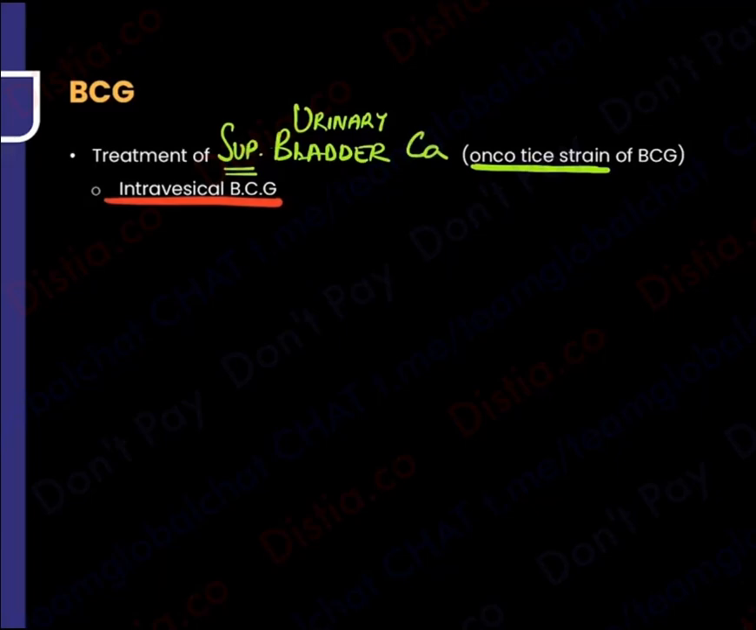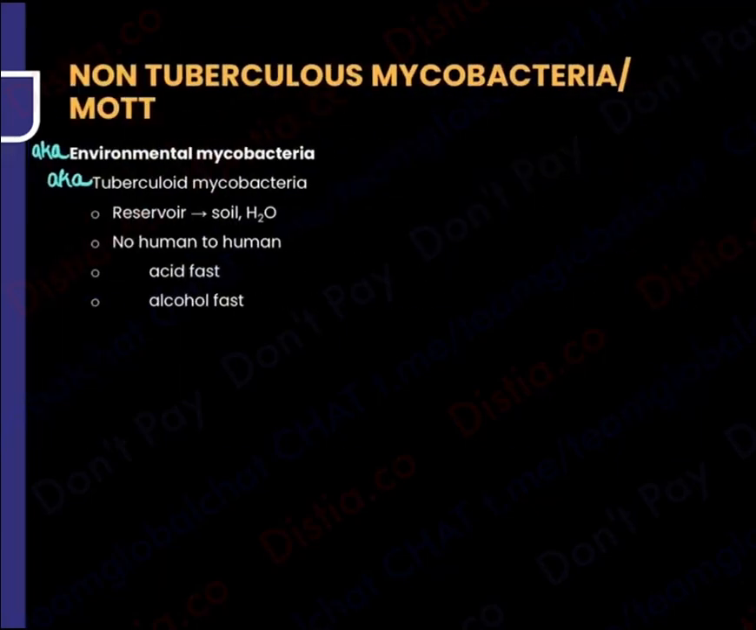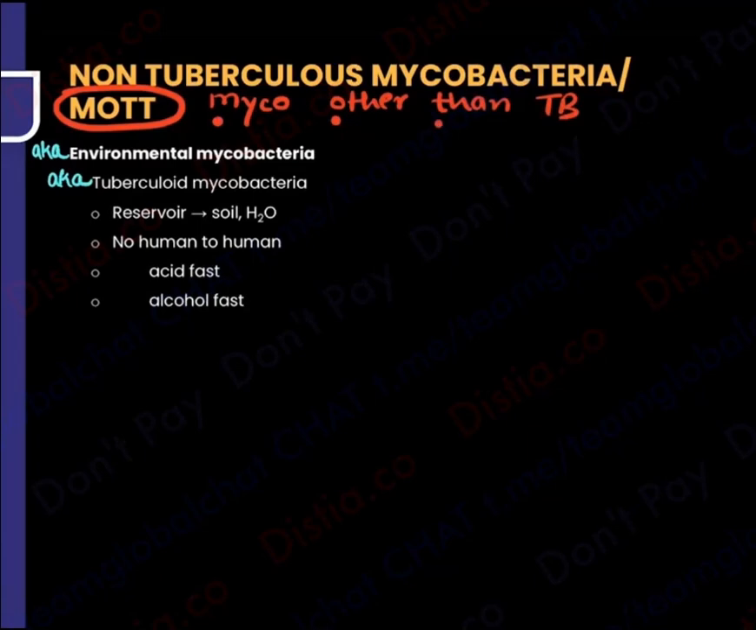Mycobacterium TB is done. Can we move on to MOT? What is MOT? Mycobacteria other than tubercle bacillus. So mycobacteria other than TB makes it MOT, or you can call it non-tubercle mycobacteria, atypical mycobacteria, your wish. Environmental mycobacteria, because they are reservoirs in soil and water. This is not going to be a human to human thing like TB. This is a reservoir soil to soil thing.